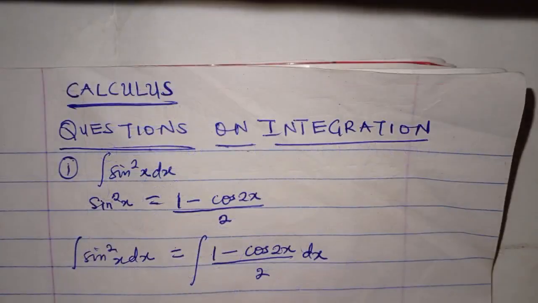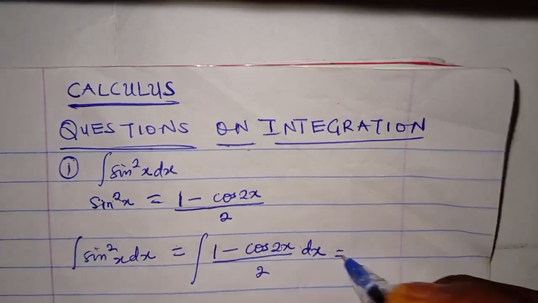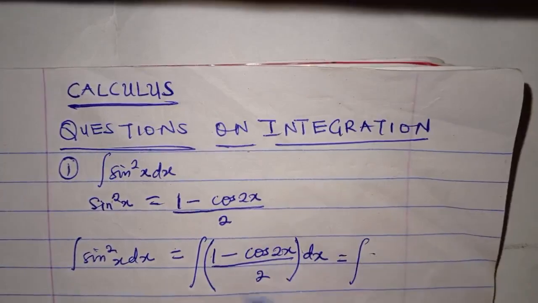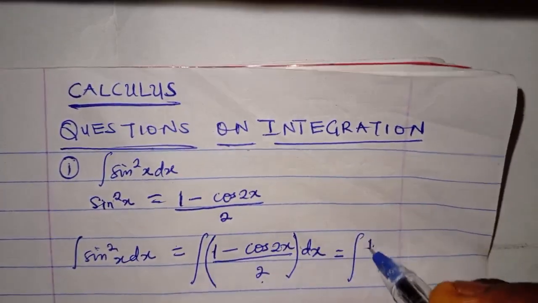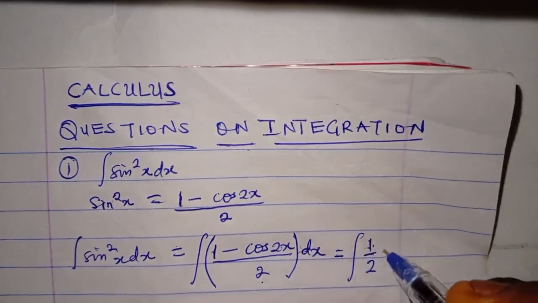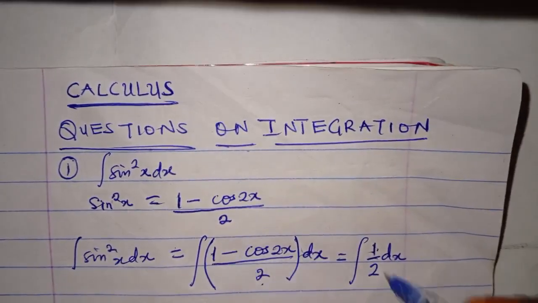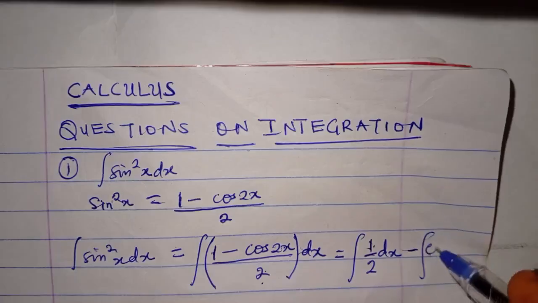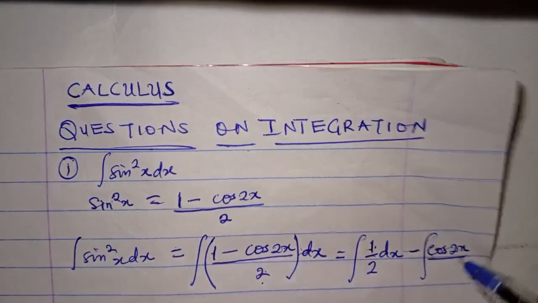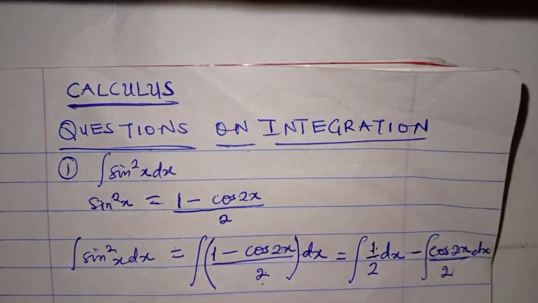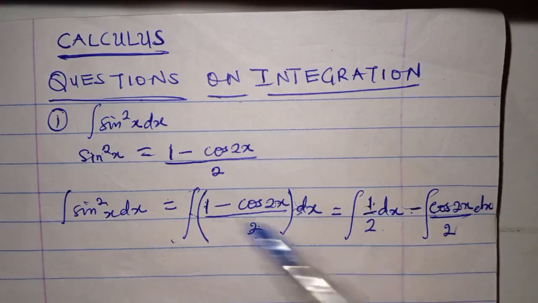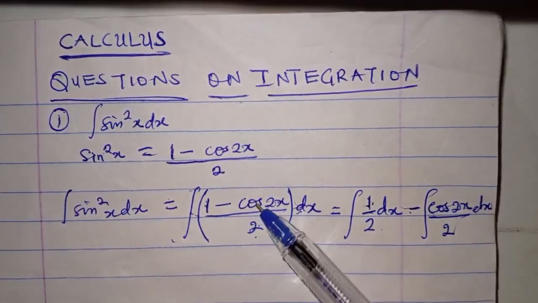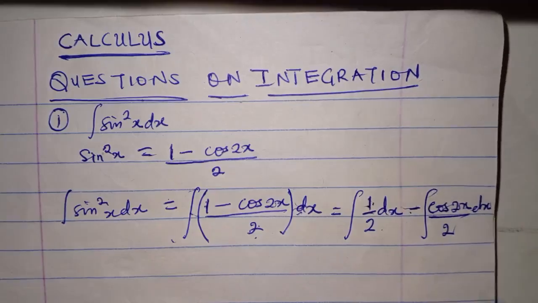If we split this integral, we'll have the integral of 1 over 2 dx minus the integral of cos 2x over 2 dx. So we have the integral of 1 over 2 dx minus the integral of cos 2x over 2 dx.